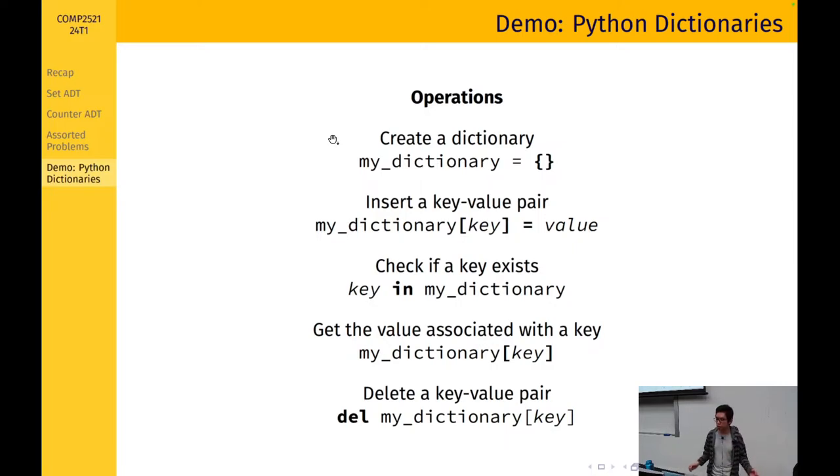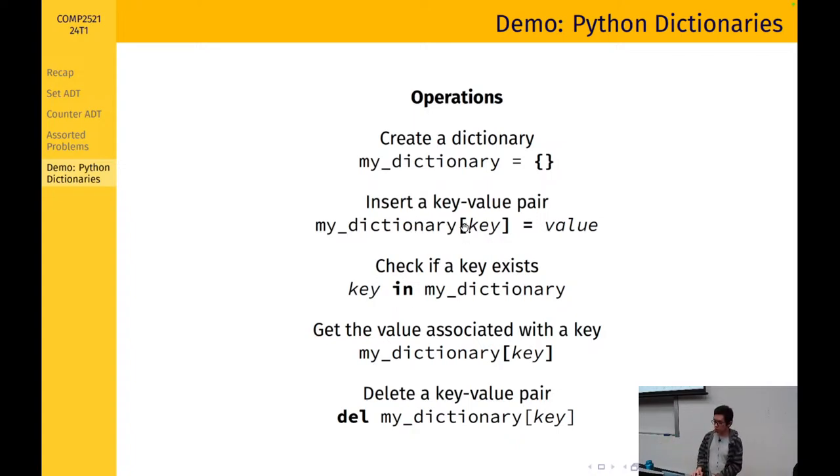Here is how we would create dictionaries in Python. In order to create a dictionary, we use a pair of curly braces, and that's it. So it's actually built into the syntax, which is nice. To insert a key value pair, we do something similar to indexing into an array in C.